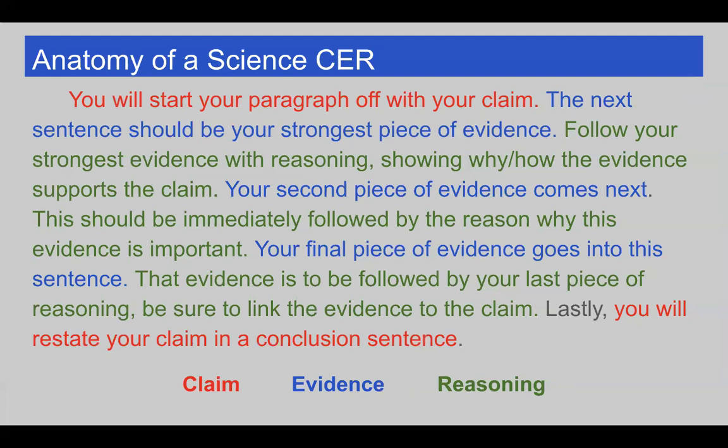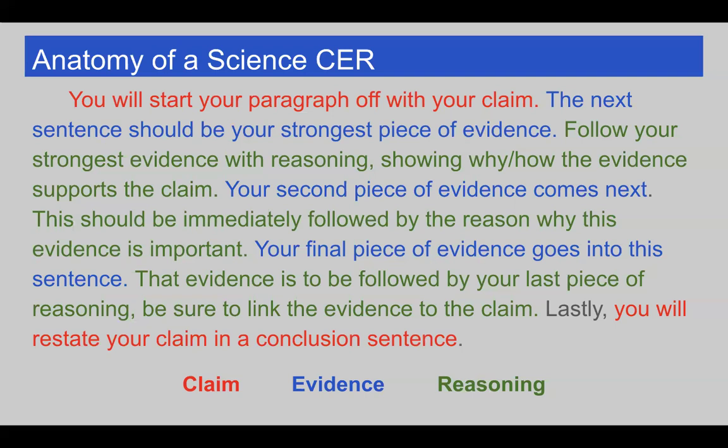Your second piece of evidence comes next. This should immediately be followed by the reason why this evidence is important. Your final piece of evidence goes into this sentence. That evidence is to be followed by your last piece of reasoning. Be sure to link the evidence to the claim. Lastly, you will restate your claim in a conclusion sentence.